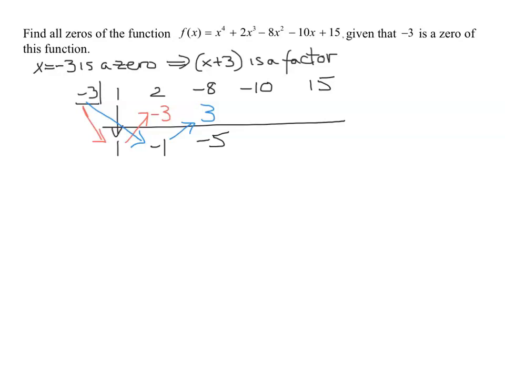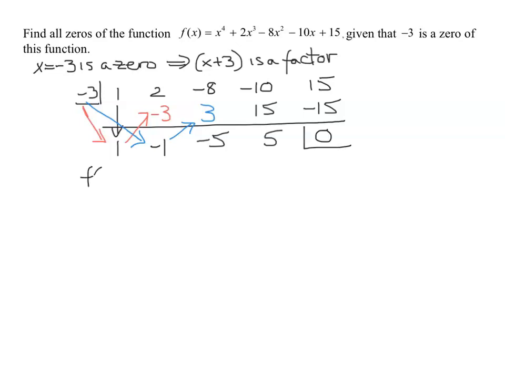I'm not going to draw any more arrows. It's going to get too confusing. What's -3 times -5? +15. What is -10 plus 15? It is +5. And the last step, what's -3 times 5? It is -15. What's 15 minus 15? It is 0. Good. That confirms that -3 is a zero because I got a zero remainder.